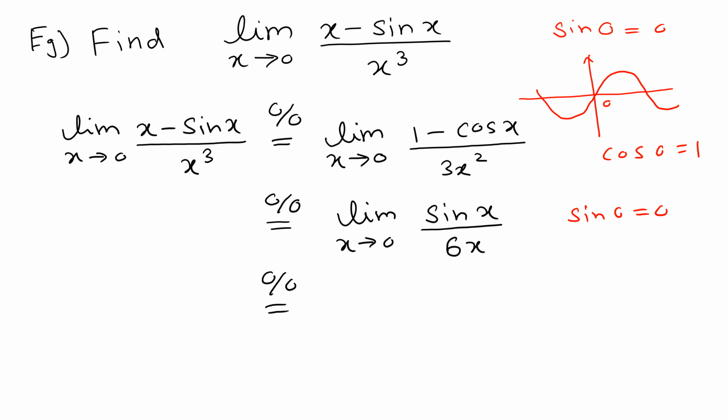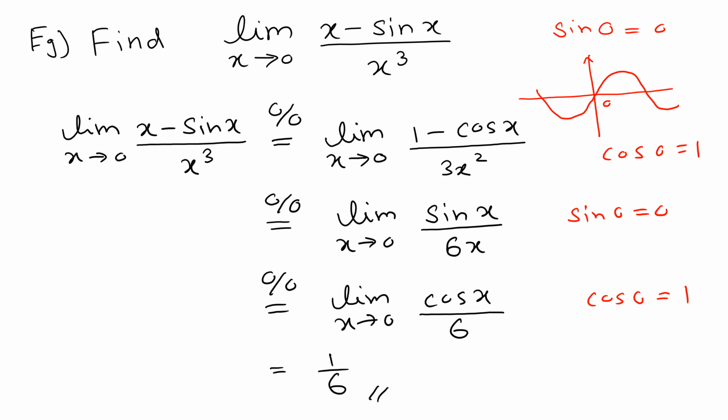Just to make sure, we check the condition, and we can take the derivative again. The derivative of sine is cos x, and the derivative of 6x is 6. Now we check the value to see whether this limit exists. When x goes to 0, we know that cos 0 is 1. So the final answer is 1 over 6. That's the reason why this limit is 1 over 6.